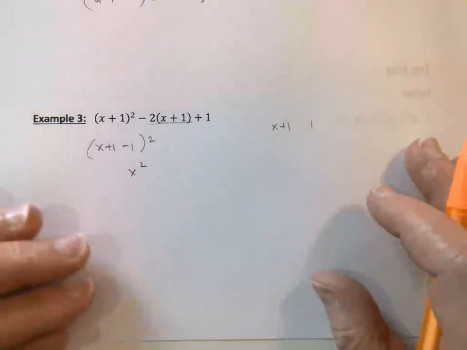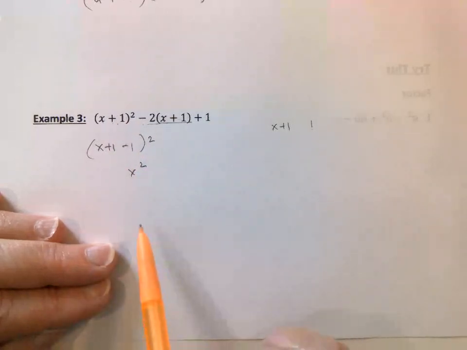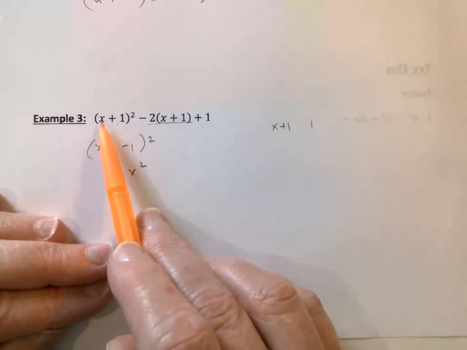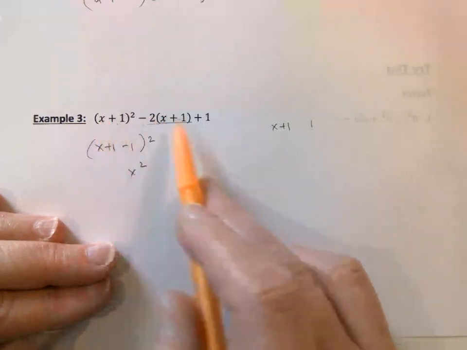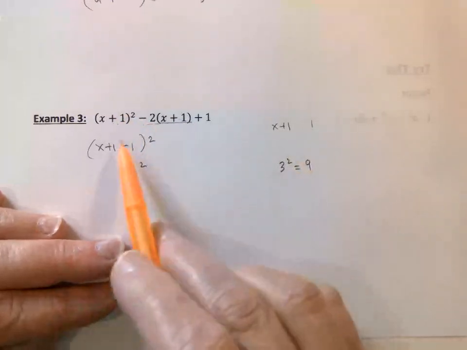So let's see if we can figure out, let's check it. We're going to check it by plugging in a number, and I'm going to pick the number 3. So if x is equal to 3, then this whole thing should be equal to 9, right? This whole thing would equal 9.